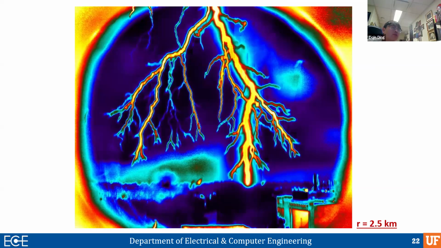Okay, because for infrared it will never saturate. Infrared has a much higher dynamic range. In the middle of the channel it is saturated, because you can see that inside the return stroke channel, its radial luminosity didn't vary much, because the middle, the yellow part, is saturated.